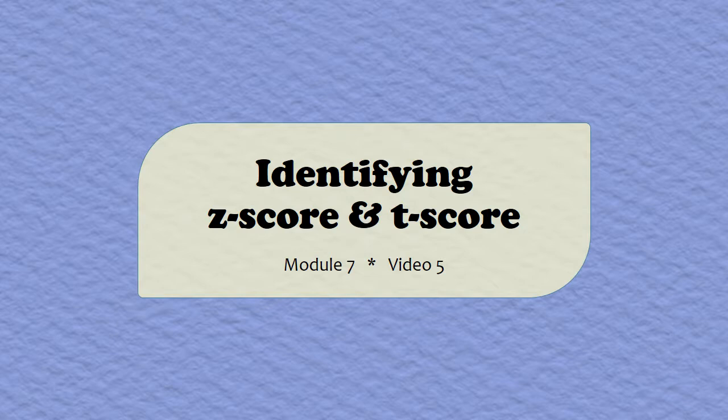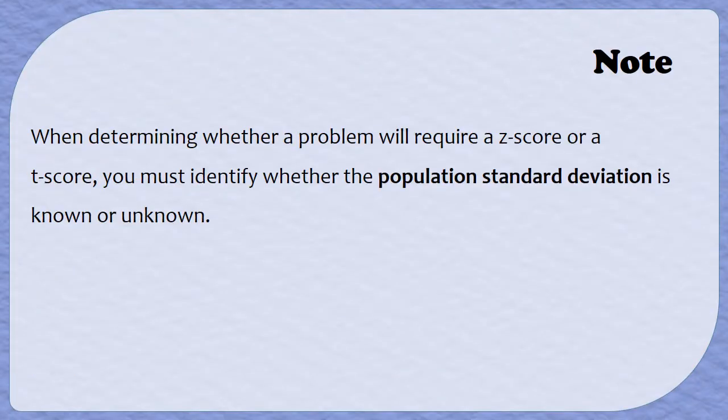In this video, we'll take a moment to determine how we can identify a problem as either a z-score problem or a t-score problem. The main thing we're going to look at is whether or not we have a population standard deviation. So when determining whether a problem will require a z-score or a t-score, you must identify whether the population standard deviation is known or unknown.